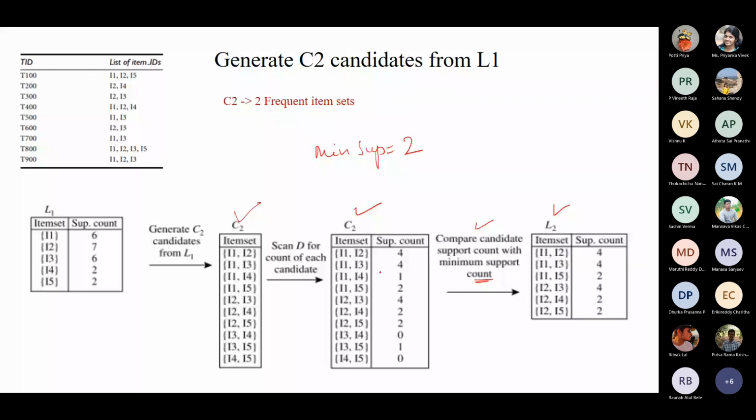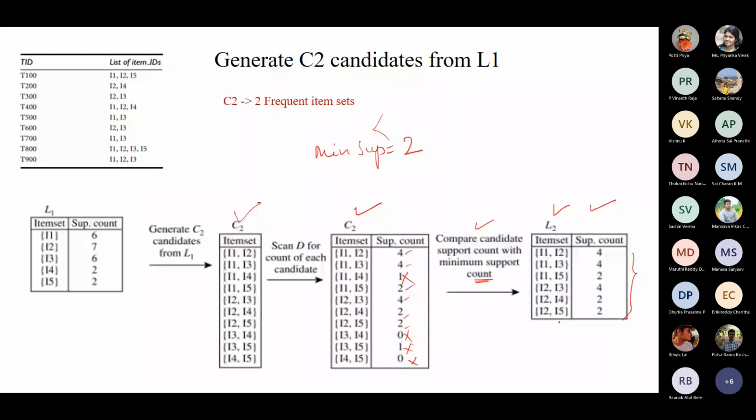Compare the minimum support count value against the support count value and eliminate the ones which are less than it. So in L2, we take only the support count values greater than or equal to the min support value. This one is not excluded, this one is excluded. So only these 6 items remain. This is our L2.